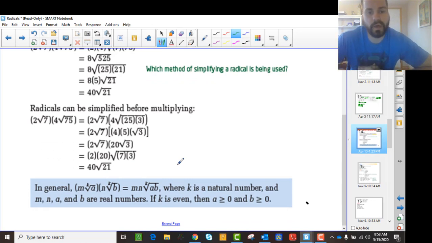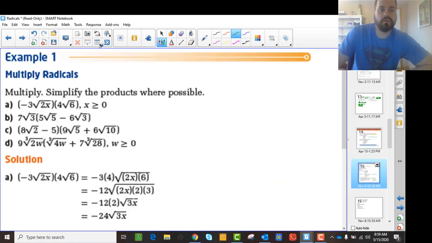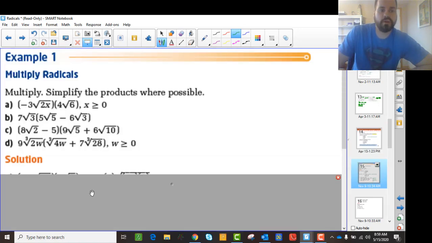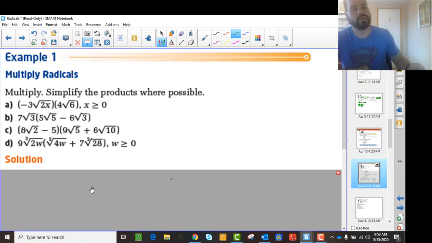Okay, so in general, if you have 2 radicals, it's the numbers in front multiplied together, and then the root sign, and then the numbers underneath the radical signs. So let's look at a few examples just to show you how this works. Again, you'll notice some have restrictions, and it's because of what we talked about earlier. So we have an x underneath this radical sign, so we say x has to be greater than or equal to 0. But then we just multiply.